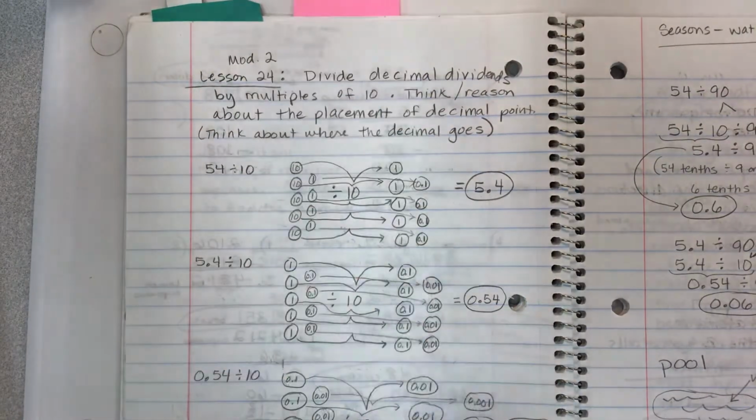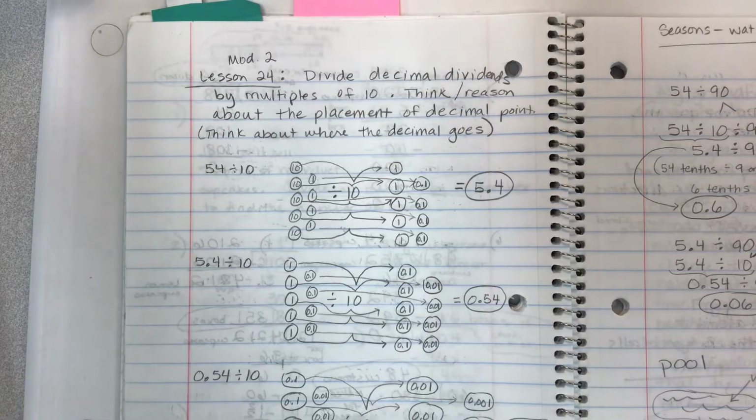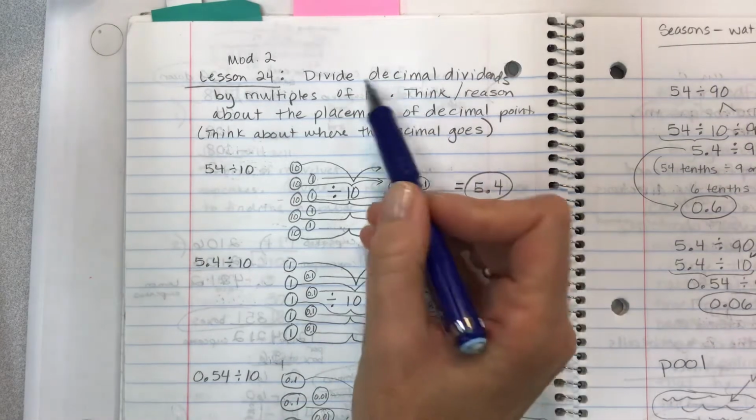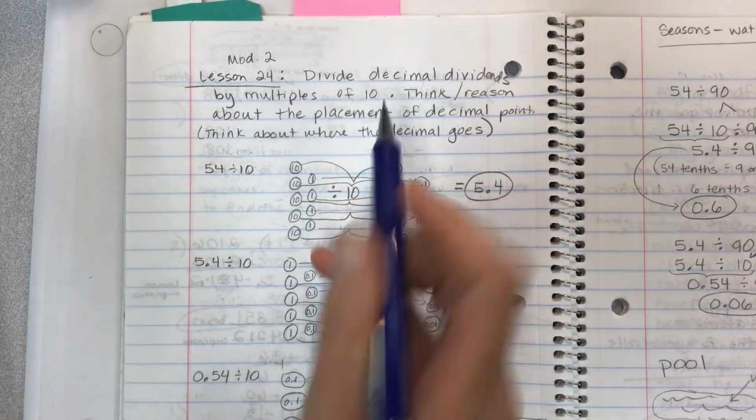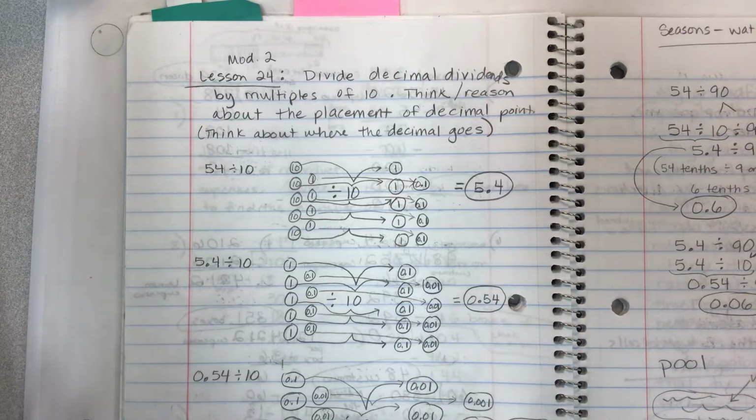We're getting to the end of this module talking about division, long division, and now decimal division. So we're going to divide decimal dividends by multiples of 10. Don't be afraid. We have done this before. We did it in Module 1, Lesson 2.